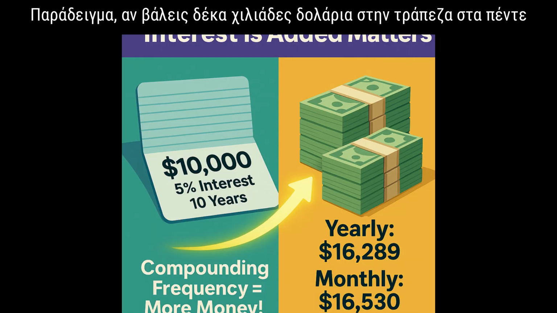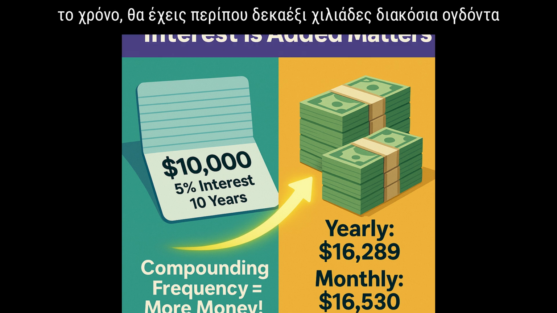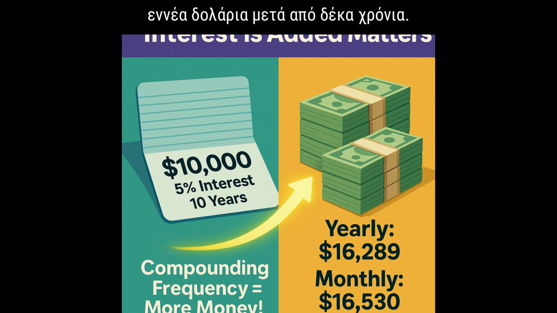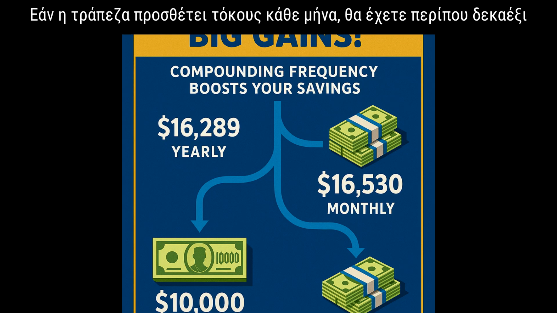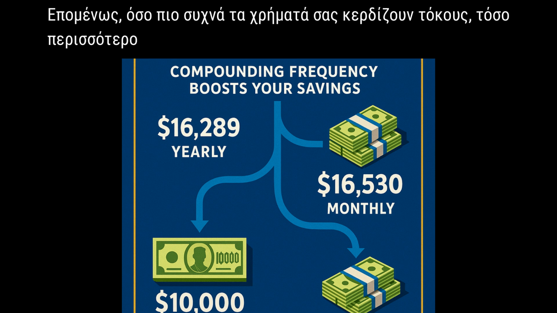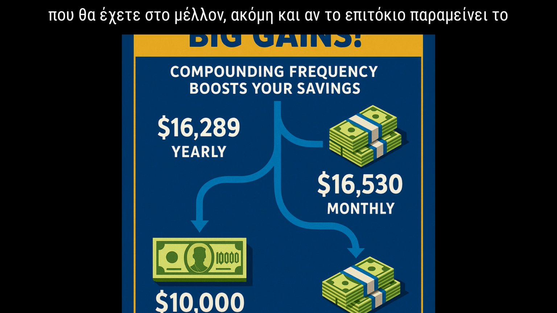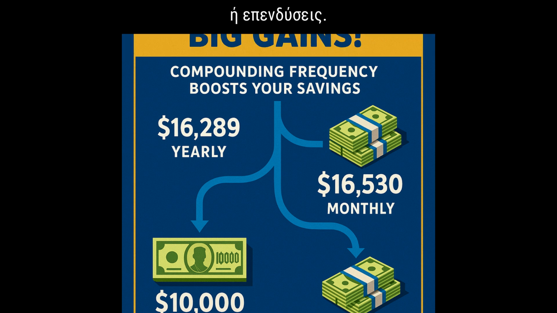Example: if you put $10,000 in the bank at 5% interest for 10 years, and the bank adds interest once a year, you'll have about $16,289 after 10 years. If the bank adds interest every month, you'll have about $16,530 after 10 years. Therefore, the more often your money earns interest, the more you'll have in the future, even if the interest rate stays the same. This is why how often interest is added matters for your savings or investments.